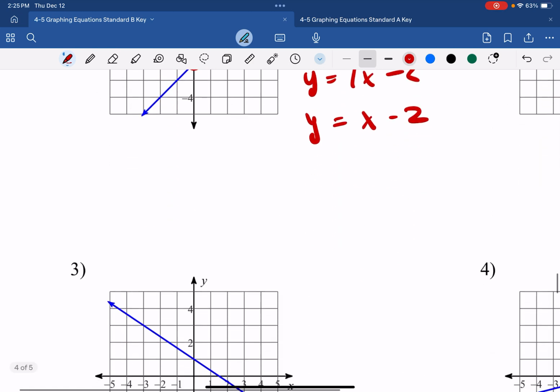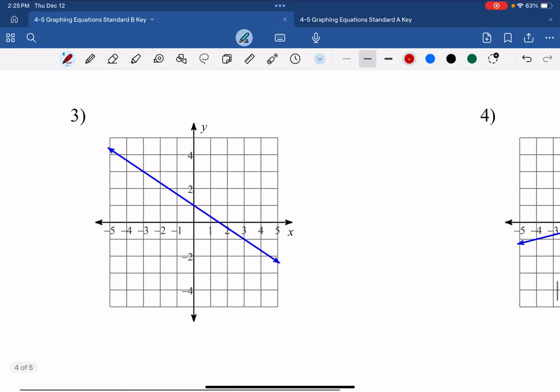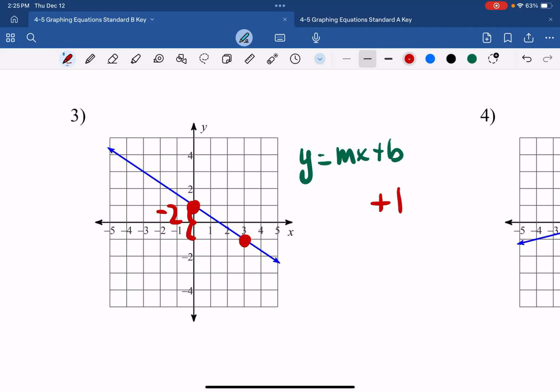All right, let's do number 3. Okay, start with the y-intercept. That's a +1, so +1. And we need 2 points to make the slope. So we go down 2 to the right 3. So that's -2 over 3x equals y.